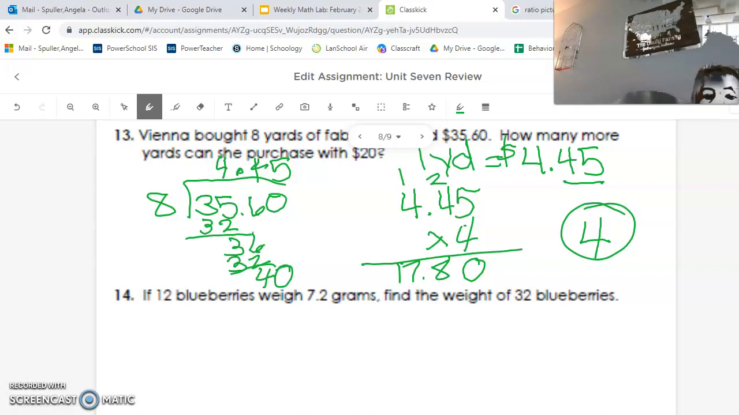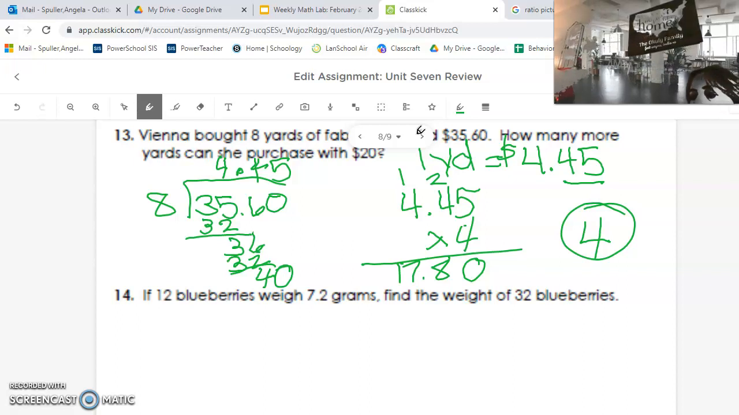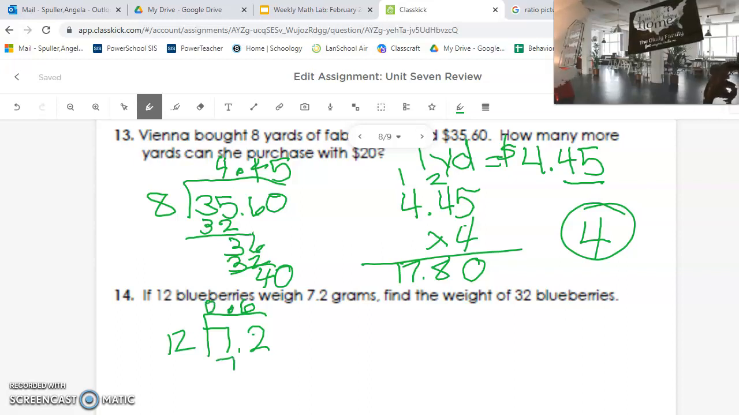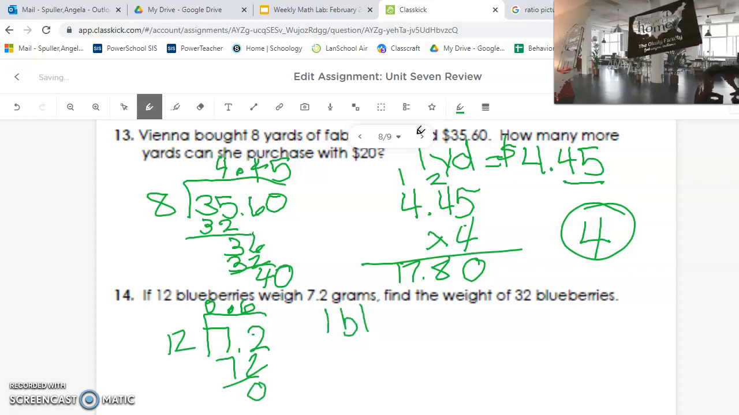All right, so if 12 blueberries equal 72 grams, I need to know how many grams one blueberry is. So let's say 7.2 grams divided by 12. 12 can't go into 7, but it can go into 72 6 times. Bring the decimal up. 6 times 12 is 72. So one blueberry equals 0.6 grams.